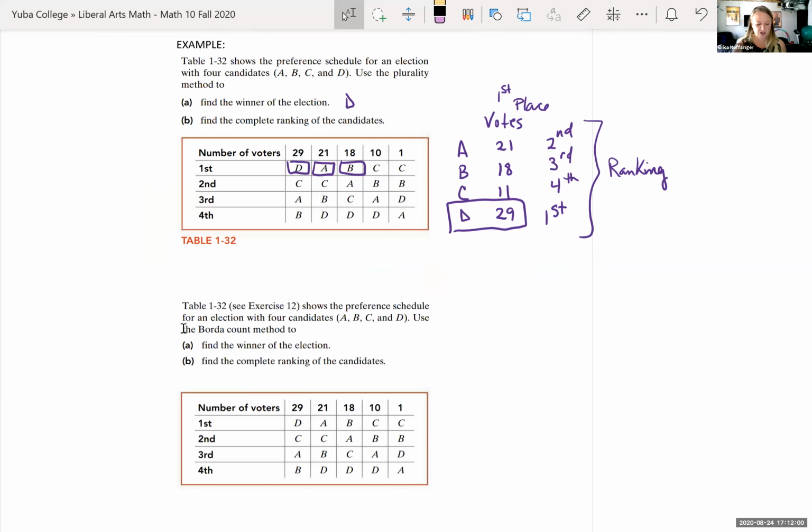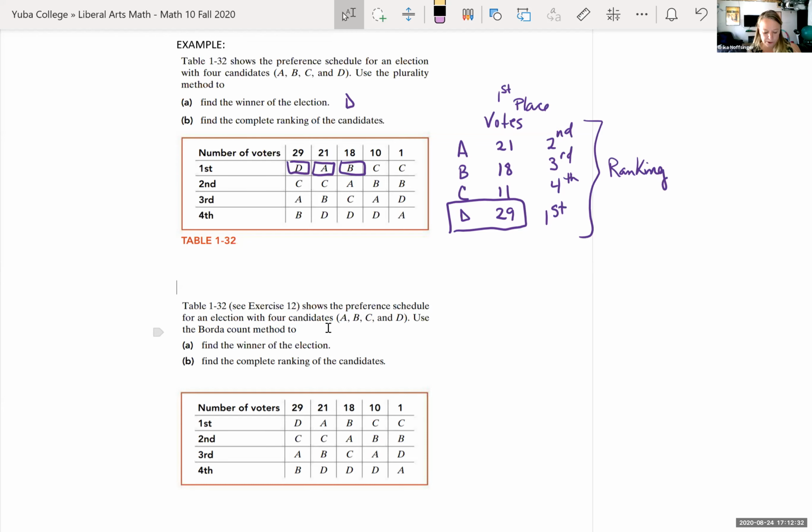Okay, so we want to find the winner of the election. Let me just read: it shows the preference schedule for an election of 4 candidates. Use the Borda Count Method to find the winner. Because we have 4 candidates, first place is going to get 4 points. All the second place votes a candidate gets, they get 3 points. Third place, they're going to get 2 points. And fourth place gets 1 point.